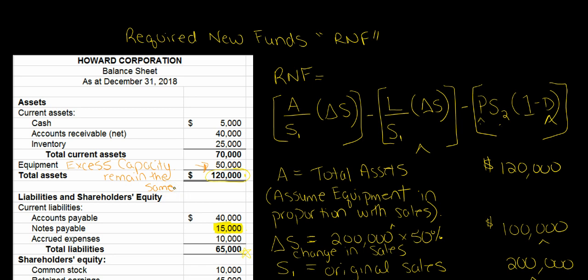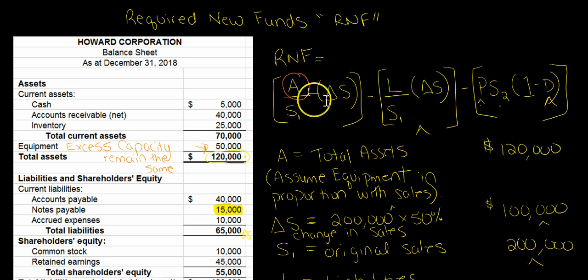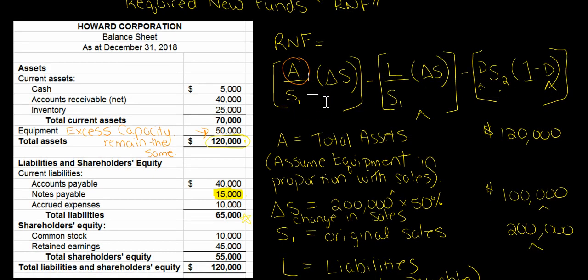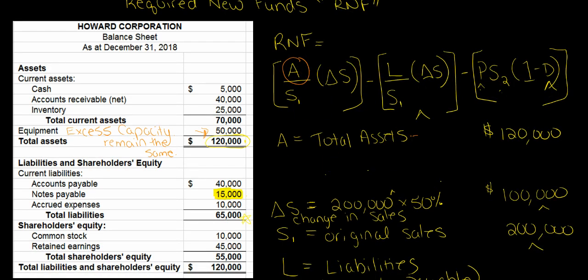Okay, so then what that means is when we're doing this part of the formula, the assets, we're going to do the total assets minus the equipment. So instead of it being the 120, we're just going to take the 70,000. So it only changes this part of the formula.